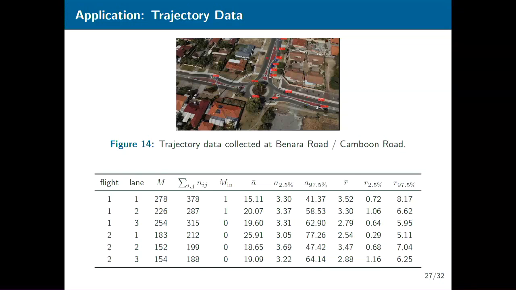Capital M is the total number of minor stream vehicles. And this sum over here is the total number of gap acceptance events, which by definition has to be at least M. M star in here is the number of inconsistent vehicles. Those are the guys that were looking at their phones and rejected gaps and subsequently accepted smaller gaps. What we then have here is the mean and the 2.5 and 97.5 percentiles of the accepted gaps, and then for the rejected gaps.